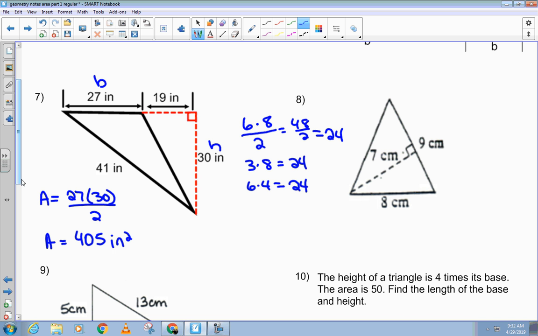Okay, looking at number 8. What are the base and the height on this one? Well, the height has to be perpendicular to the base. 9 would be the base, and 7 would be the height, right? Again, it's going to rotate. So for the area, I would do 9 times 7 divided by 2. Now, I really would want to do the shortcut of this one, because both of those are odd. Right? So I'm just going to do 9 times 7 divided by 2, and that's going to give me an area of 31.5 centimeters squared.